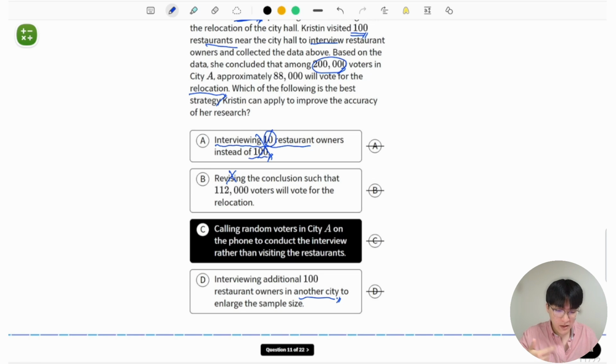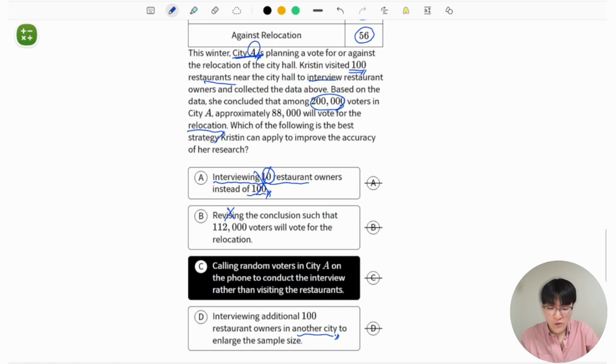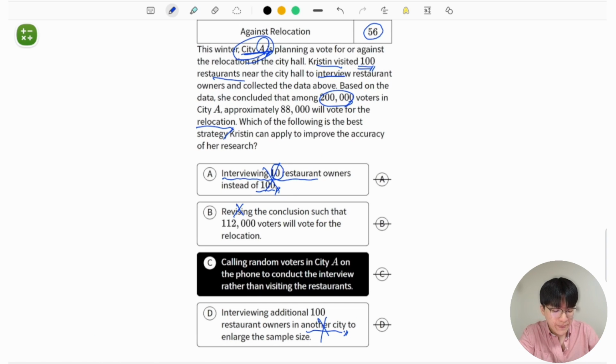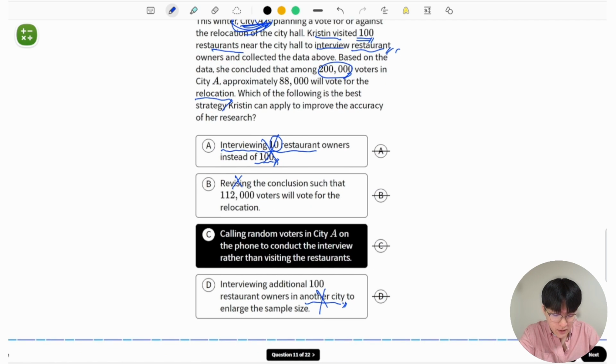But this is talking about another city. We want to find for City A. So another city in this situation is incorrect. Answer choice C, calling random voters in City A on the phone to conduct an interview rather than visiting the restaurant. So what this question saw was, why is Kristen interviewing restaurants in the first place when we're just talking about City A in general? Which is why this answer choice correctly picks that out and changes that in order to improve the accuracy.